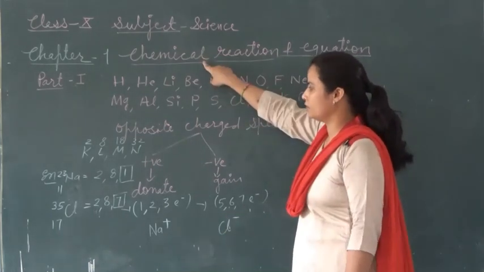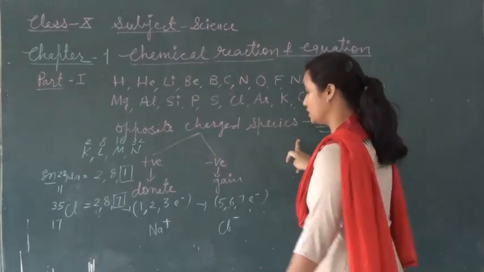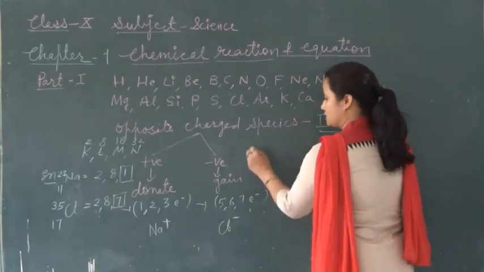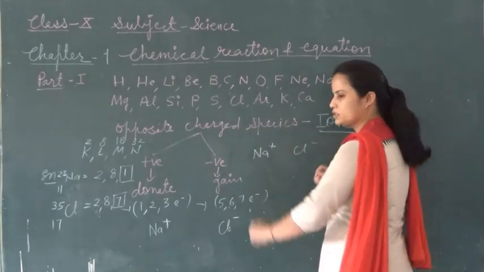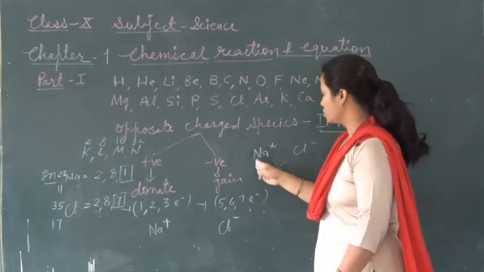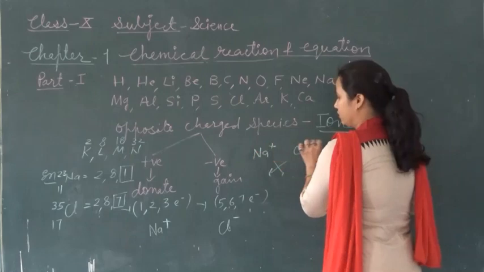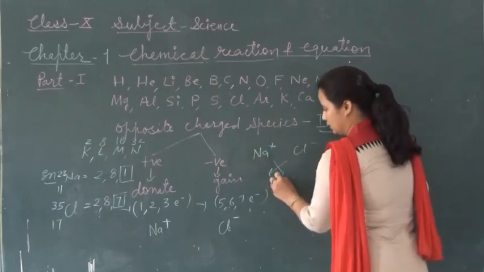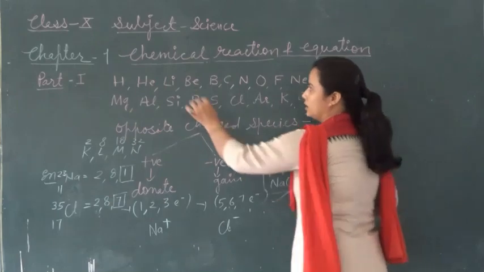How are chemicals formed? By the combination of oppositely charged species. Here sodium is positively charged and chlorine is negatively charged. When both combine, there is a transfer of electrons: sodium donates and chlorine gains the electron. The positive and negative charges form a neutral compound, sodium chloride, which is called a chemical.